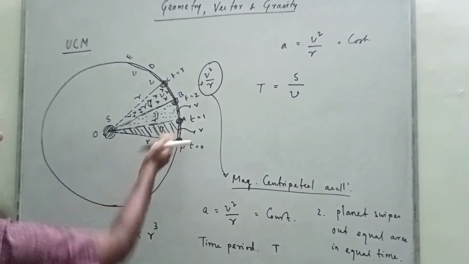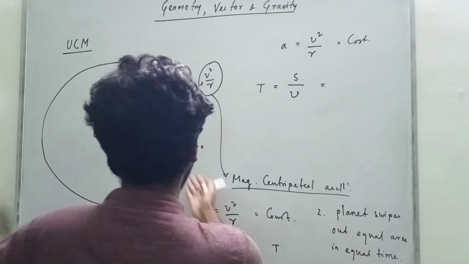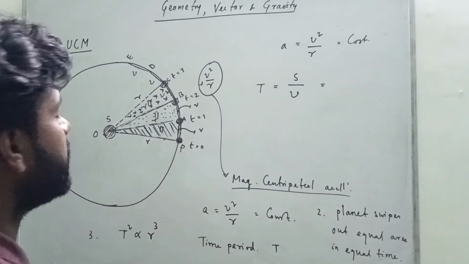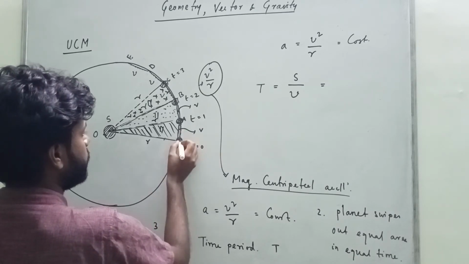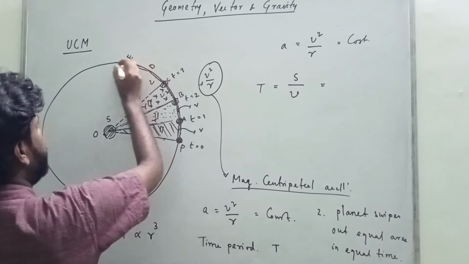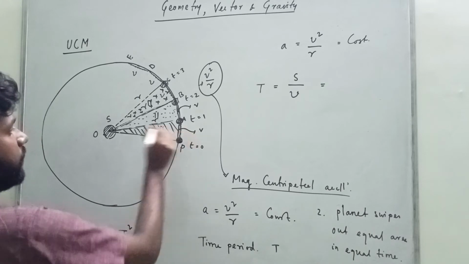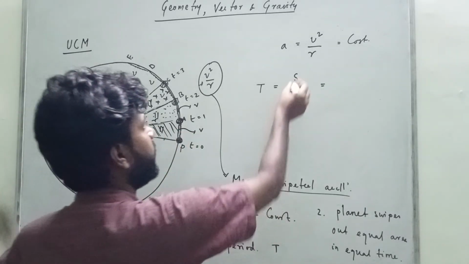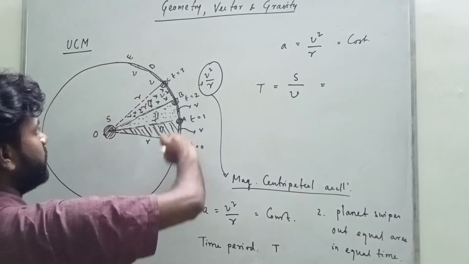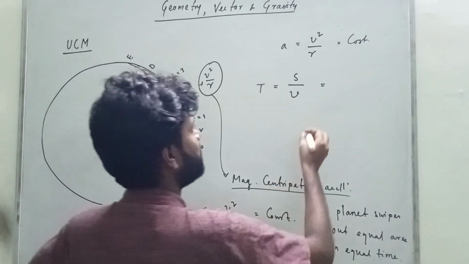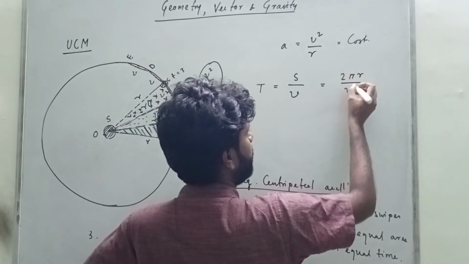Here is a planet. The distance traveled by the planet in one time period: when the planet is here, t equals 0, and after the capital T, the planet will reach the same position, one time period. S is the perimeter of this circle. That means if the radius is r, then the perimeter is 2 pi r, divided by v.